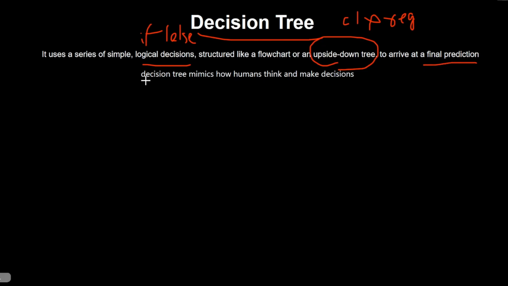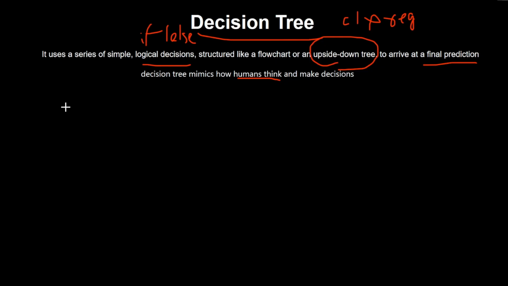A decision tree mimics how humans think and make decisions. Humans' way of thinking is like the if-else statements: if this, then that. So that if-else is represented like the data structure. So, the decision tree algorithm.